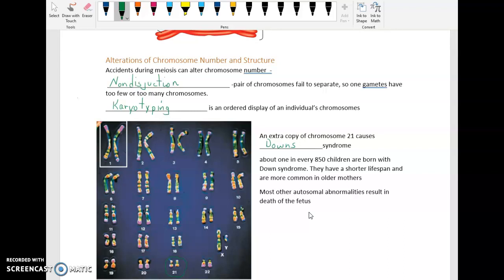Most other autosomal abnormalities result in death. So if you get an abnormality from any of these others, then the fetus is not viable and will die.